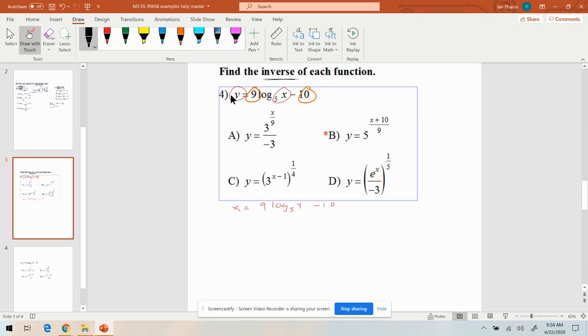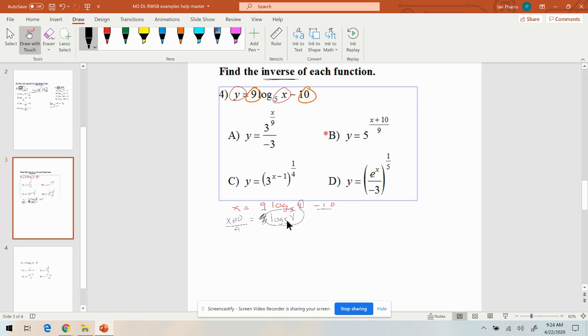So down here we've got to isolate y. That's what we're trying to do. Now, to isolate y, you're going to have to convert to exponential form, but you can't do that until you get rid of the 9 and the negative 10. So first we need to add 10 to the other side. So it's going to become x plus 10 equals 9 log base 5 of y, and then divide both sides by 9. I'm not going to write it over here to save space. This becomes divide by 9, and this goes away. So now that we finally have the logarithmic expression changed, we can convert this to exponential.